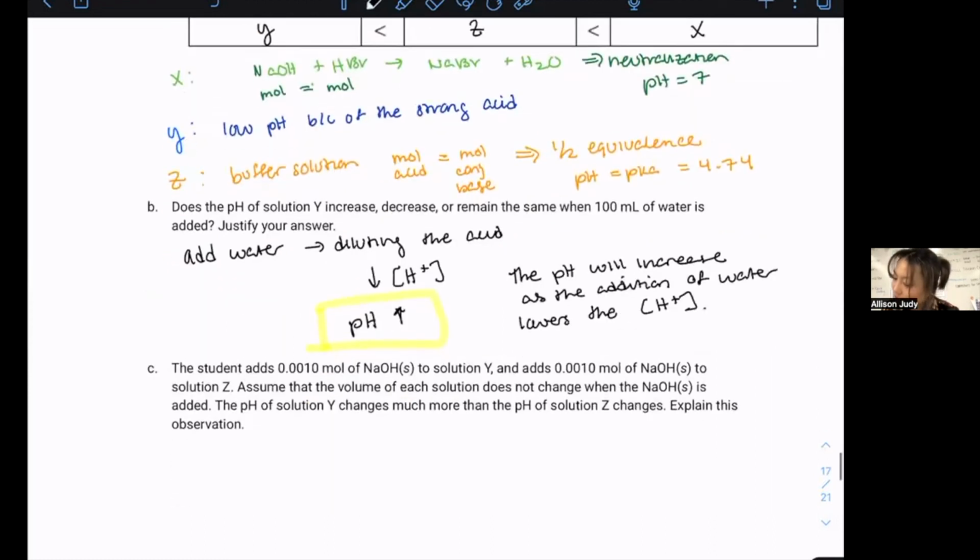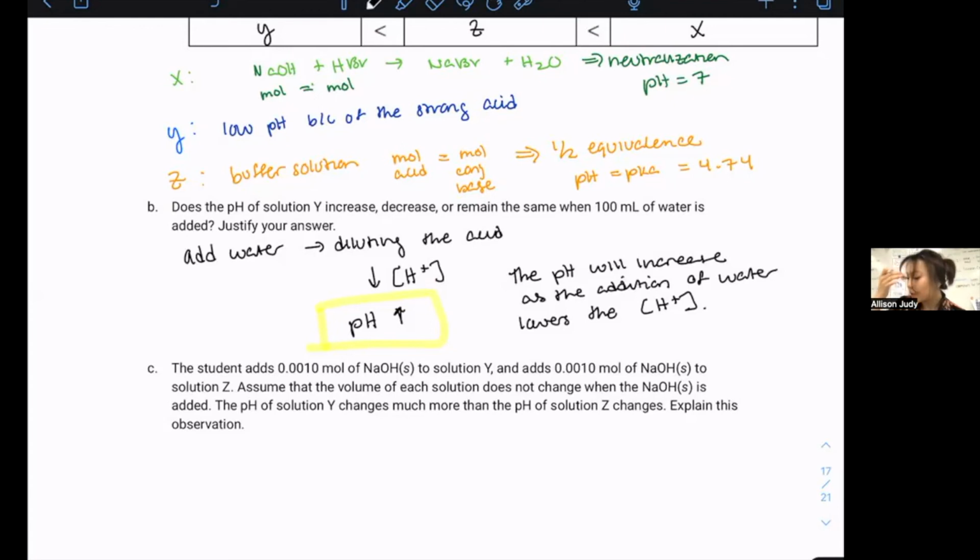C, the student adds 0.0010 moles of NaOH to solution Y and adds 0.0010 moles of NaOH to solution Z. So right now we're adding strong base to both solutions, and it's equal molar, okay? Assume the volume of each solution doesn't change when the NaOH is added, so we know that this is going to be drop by drop. If the volume isn't changing, you're adding very small amounts of titrant, of base, okay? The pH of solution Y changes more than the pH of solution Z.